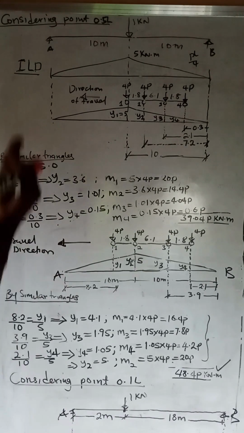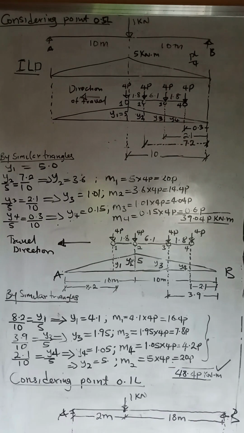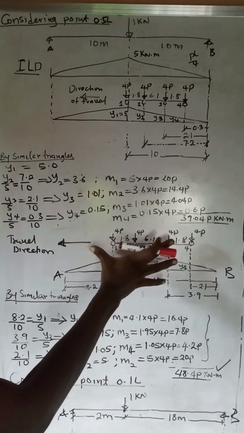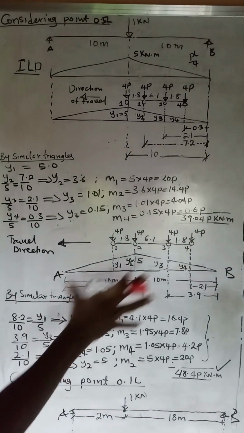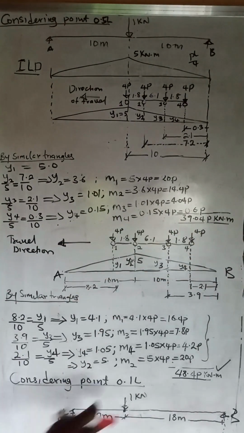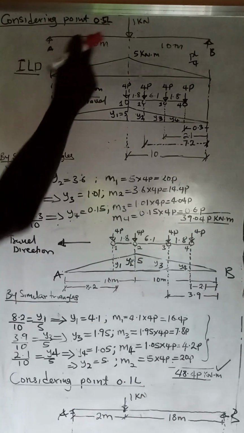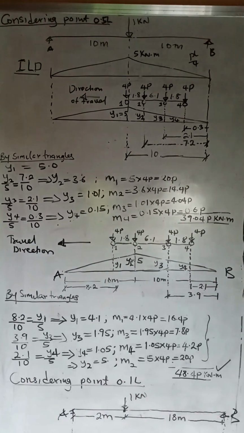So from these two positions, we can conclude which is the maximum moment. We have 39.04, and we have 48.4P. From all indication, it's obvious that the maximum moment will come when the load is arranged as thus. So the maximum moment is 48.4P at this point, 0.5L. I believe you've been able to understand it from what I've just illustrated.